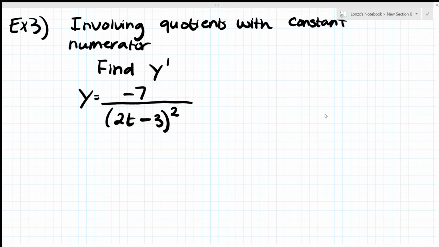Let's do example 3. So this one is involving quotient and constant numerator. So we got to find y prime.